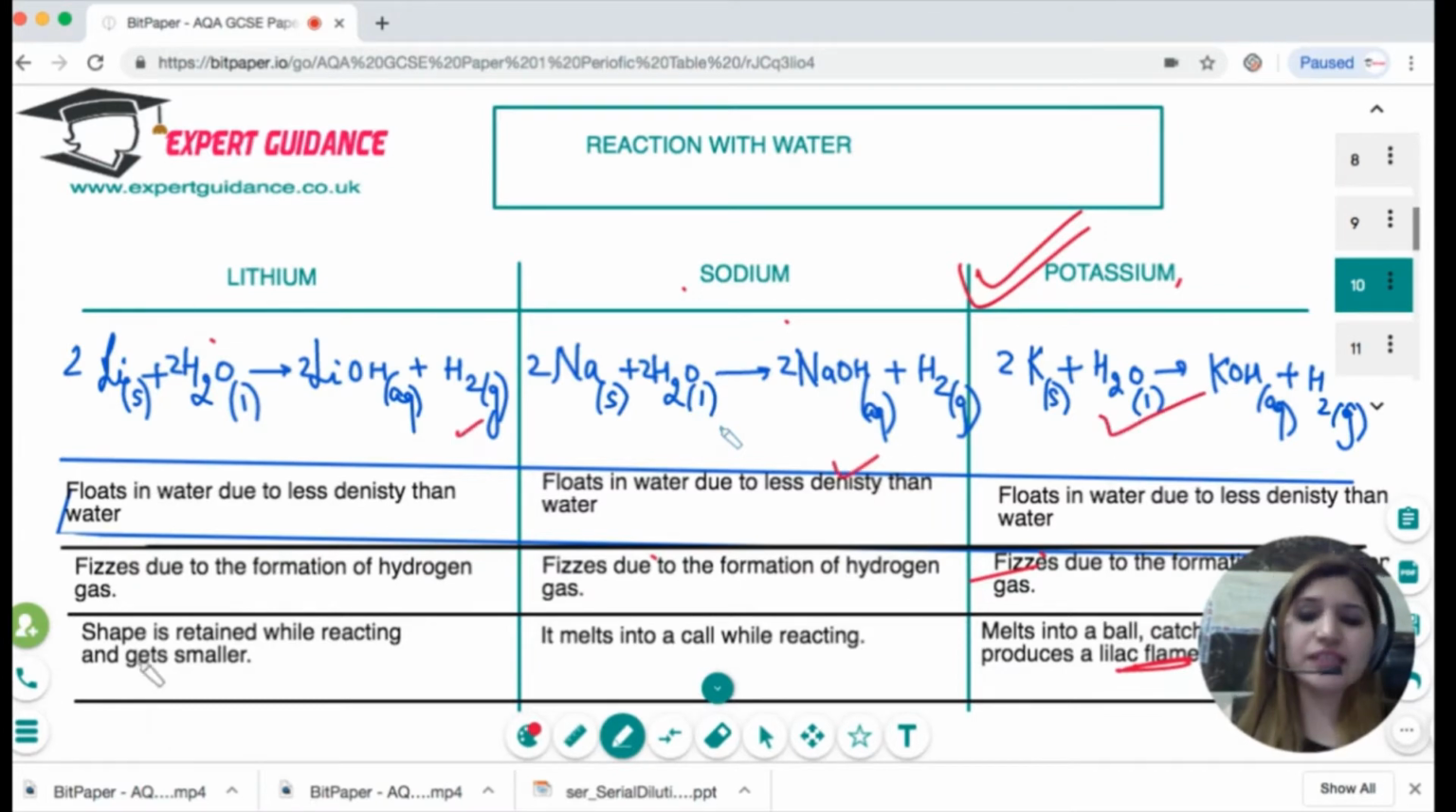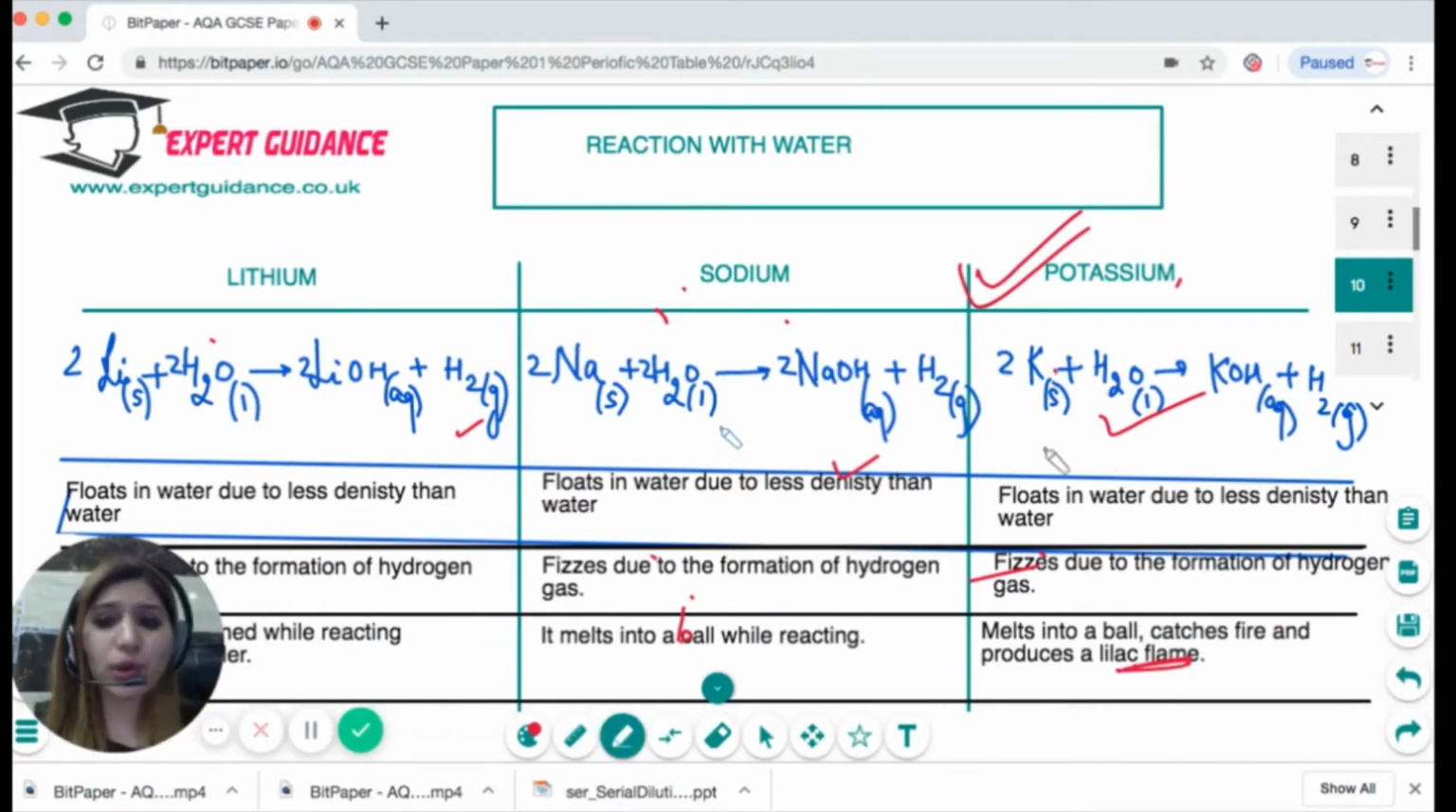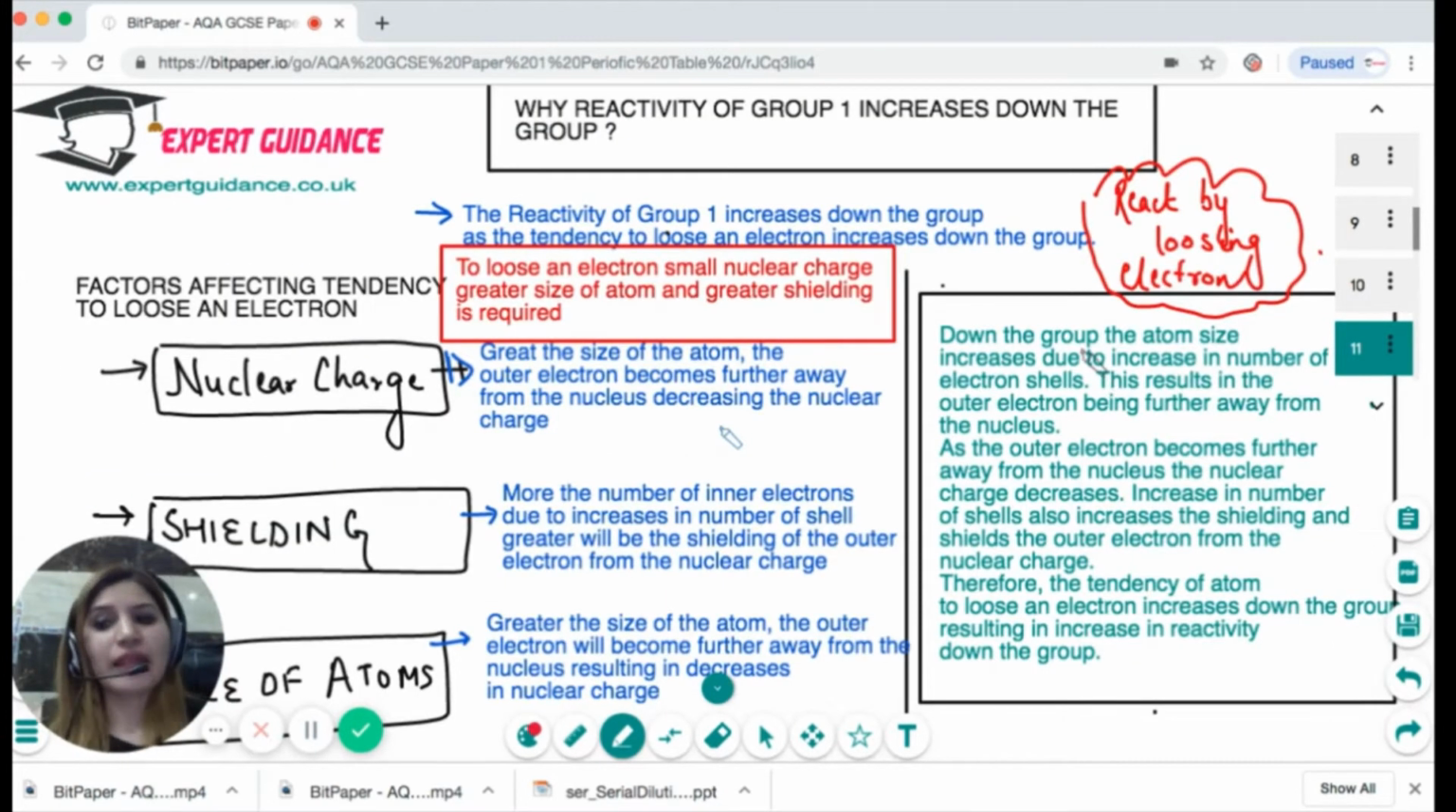All of the 3 will be producing fizzing because the hydrogen is being released. In lithium, since it is not that reactive, the shape is retained and it slowly gets smaller. Whereas in sodium, it melts into a ball while reacting, so it will get deformed earlier than lithium. And potassium quickly melts into a ball, catches fire, and produces a lilac flame. This observation can also tell you that the one that is reacting very explosively is one of the elements which is down the group.